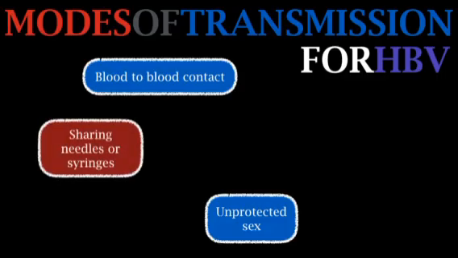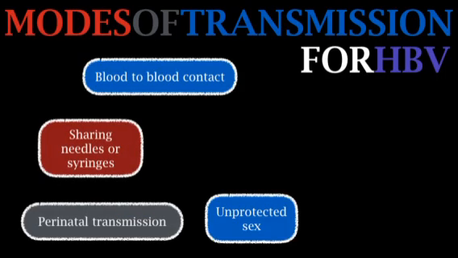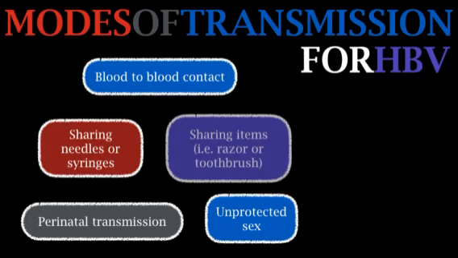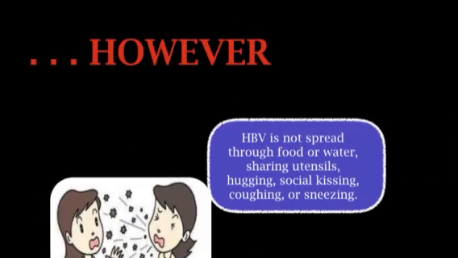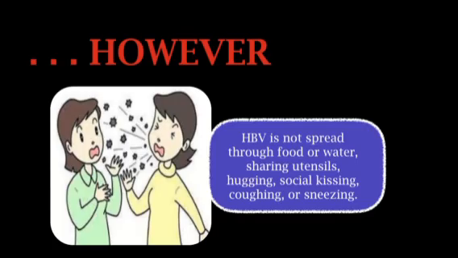Sharing needles or syringes with an infected person. Perinatal transmission, spread from an infected mother to her baby during birth. Sharing items such as razors or toothbrushes with an infected person. Needle stick or other sharps injury in a healthcare setting. However, HBV is not routinely spread through food or water, sharing utensils, hugging, social kissing, coughing, or sneezing.